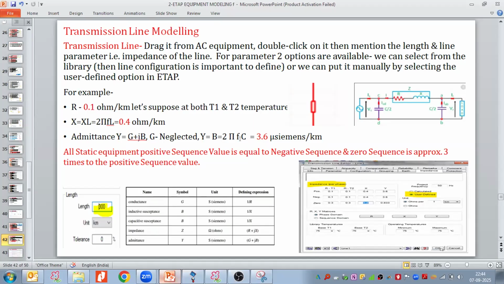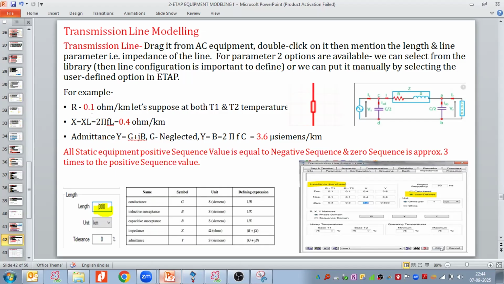B, which is 2πfC, which we can take as, for example, 3.6 microsiemens per kilometer. Again, this value we ask the client to provide, and that value we mention here. And for all static equipment, the positive sequence value is equal to the negative sequence value, and the zero sequence value is approximately 3 times the positive sequence value.